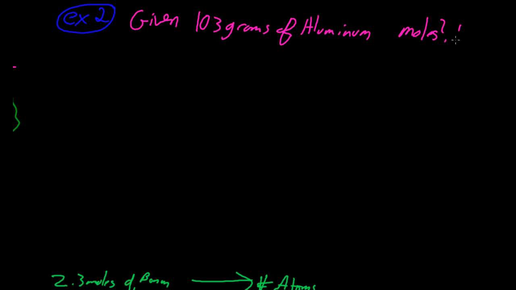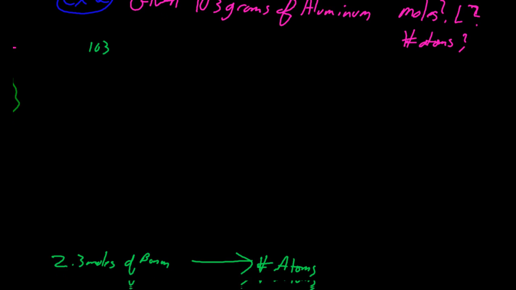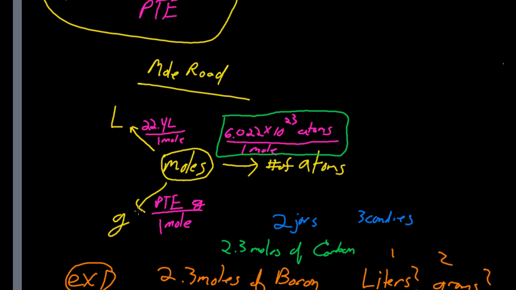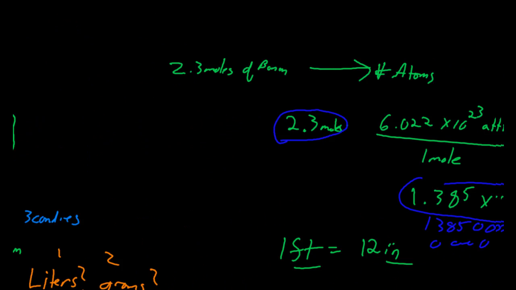And well, I guess we'll go with all of them. How many liters is this? And how many atoms of aluminum are in 103 grams of aluminum? So, like we did before, we'll start with 103 grams, and remember, when we're going moles to grams, we need to use the periodic table of elements to find how many grams are in 1 mole.